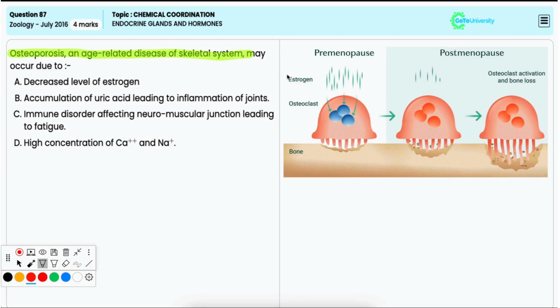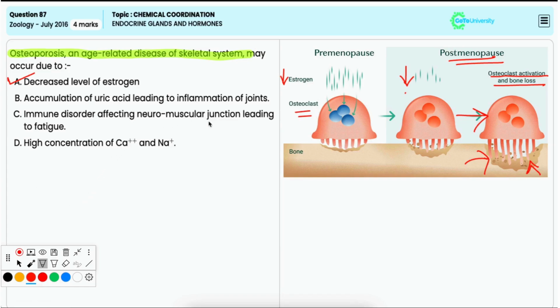Osteoporosis is commonly associated with a decrease in estrogen levels, particularly in postmenopausal women, because estrogen helps maintain bone density by regulating bone remodeling. So, when estrogen levels drop, bone resorption increases, leading to weaker bones and an increased risk of fractures. Hence, it is the correct answer.